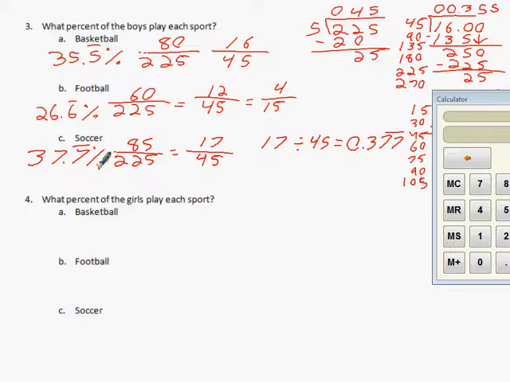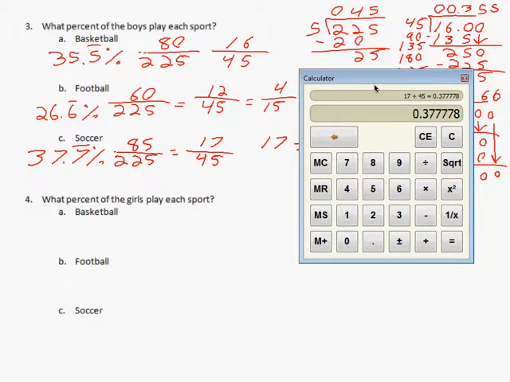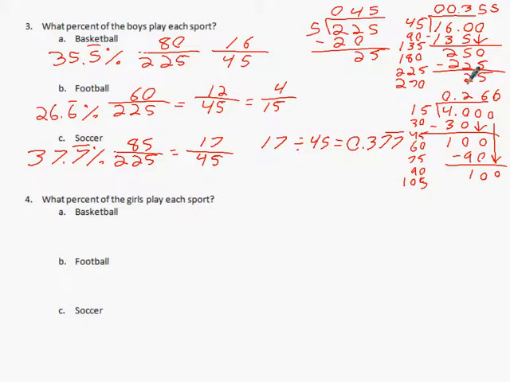Just to double check these, all these should add up to 100%. Given that we have a lot of repeats going on, it might just get close. So let's check it. 35.5 plus 26.6 plus 37.7 is 99.8, so yeah, it got really close. Rounding is going to take that off by a little bit, but it should add up to 100, give or take a couple hundredths. Alright, number 4, what percent of the girls play each sport?